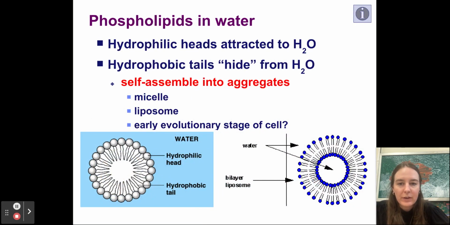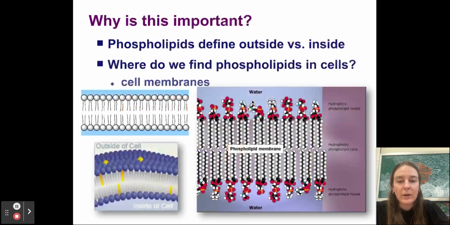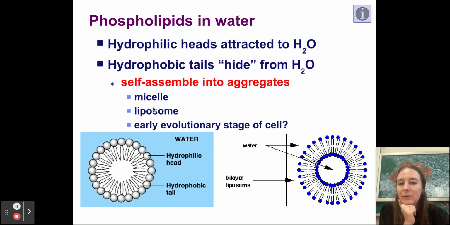So again, if you put a phospholipid in water, each individual head is hydrophilic. Remember, why is it hydrophilic? Well, because it's charged and it will like bonding with water. Whereas the tail is hydrophobic and so it will hide away. So if you just put a bunch in water, they would aggregate, or come together, into this thing called a micelle or a liposome.